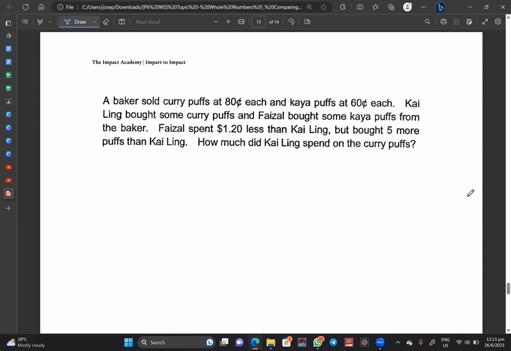Now, as you can see over here, it says that a baker sold curry puffs at 80 cents each. Okay, so that's the first sentence.